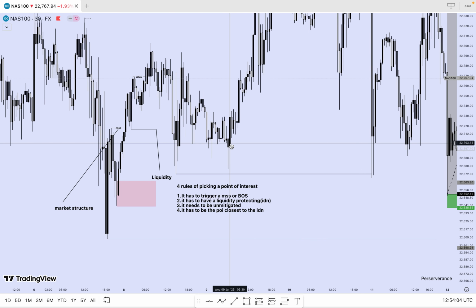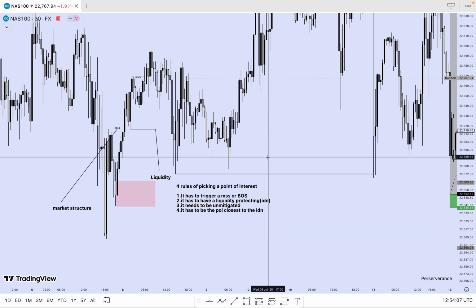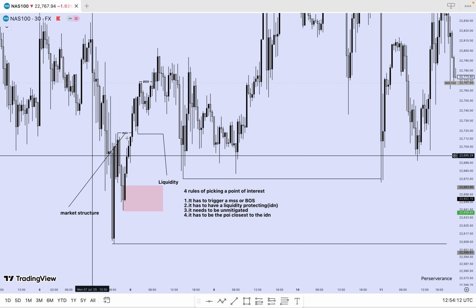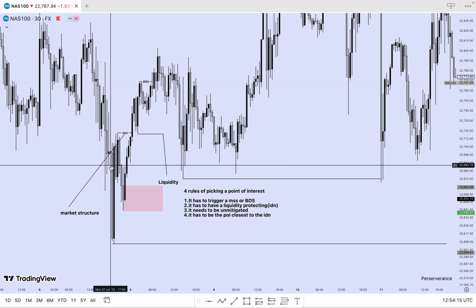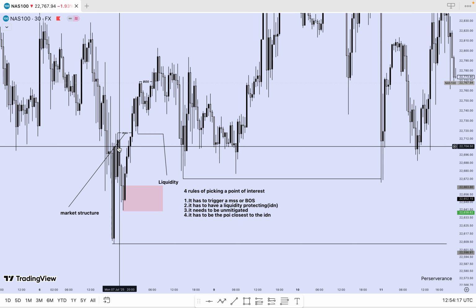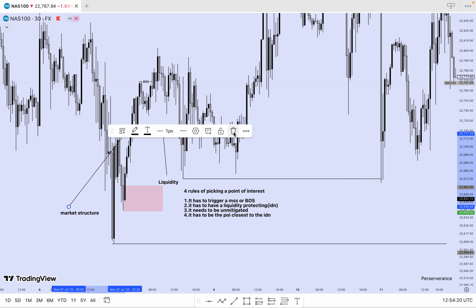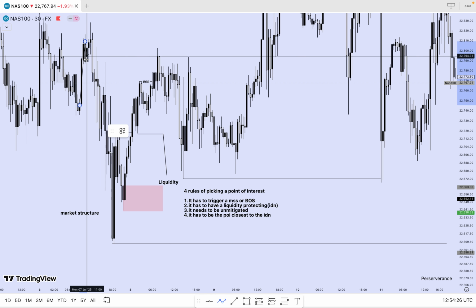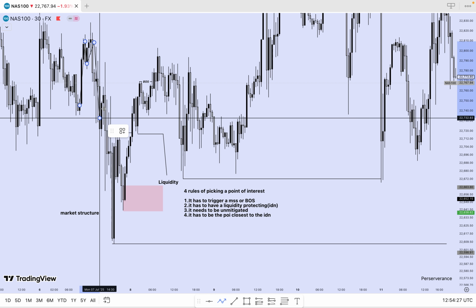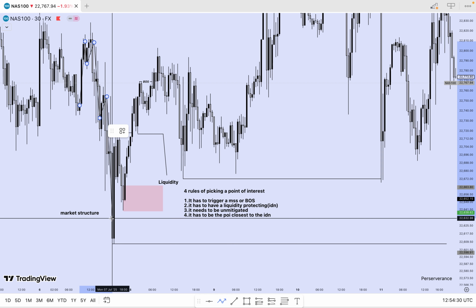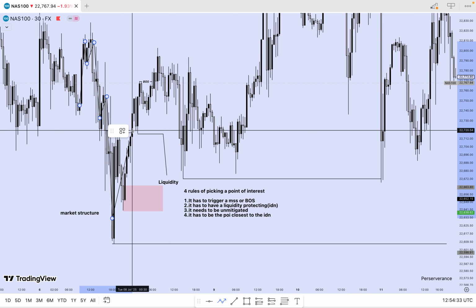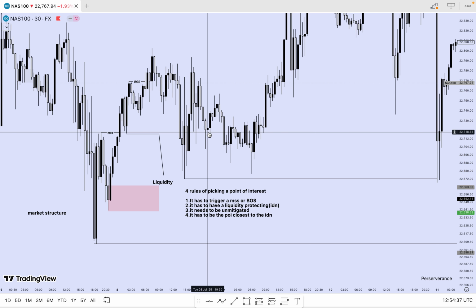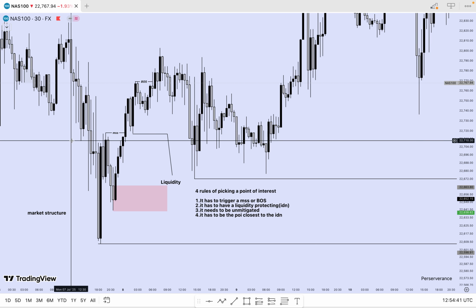So we first of all answer the first question. It has to trigger a market structure shift or break of structure. Let's see if this POI actually triggered a market structure shift. Now, price was in a downtrend, right? How did we know that? Because the market was creating lower highs and lower lows. But then the market pushing back up, passing this previous high, tells us that the market has actually changed trend from a downtrend to an uptrending market.